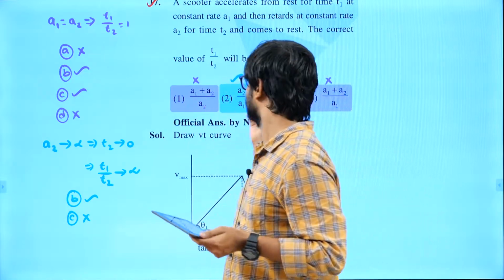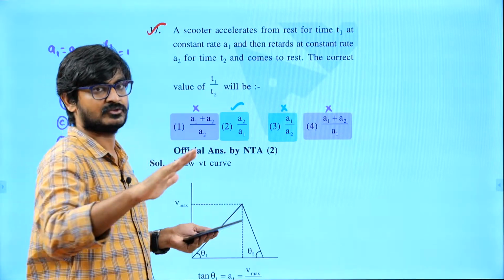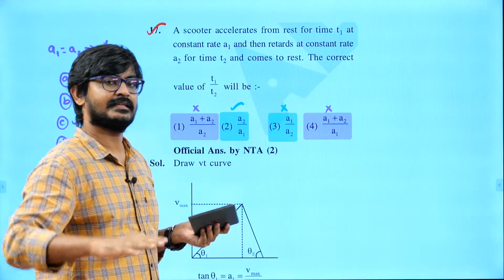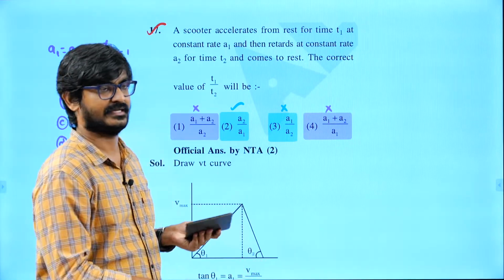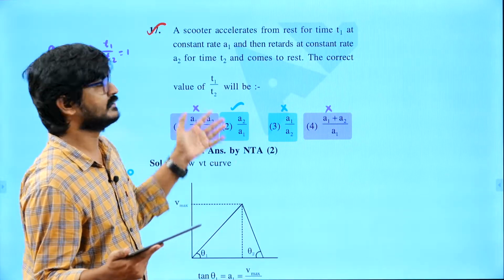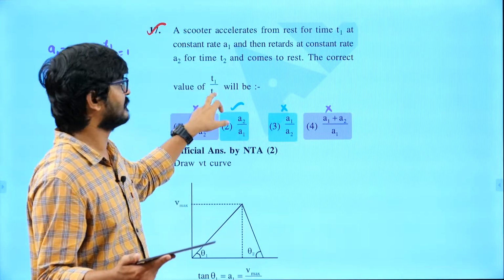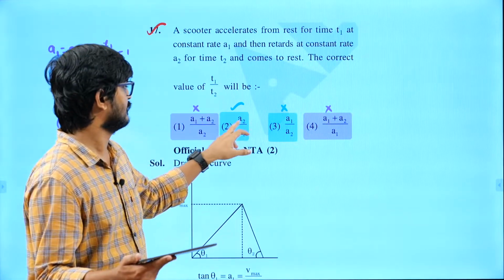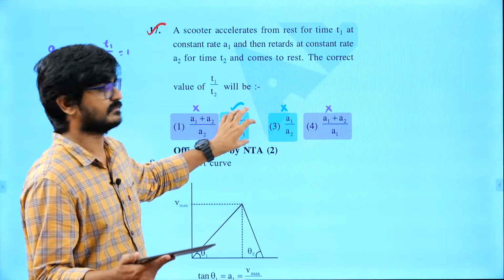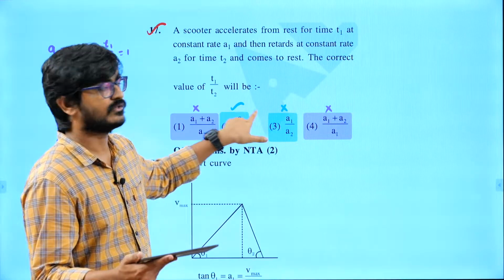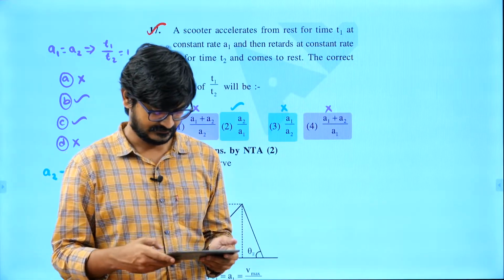But I still have 2 options, and I have to eliminate one. Now I am going to see one thing. If it is accelerating with some small acceleration but decelerating with very large deceleration, what will happen? It will immediately stop once you press the brake, so t2 is going to be 0. So when a2 is very large, t2 is going to be 0, and t1 by t2 is going to be very large. I got this as the answer by seeing what happens when a2 is very large, infinite.